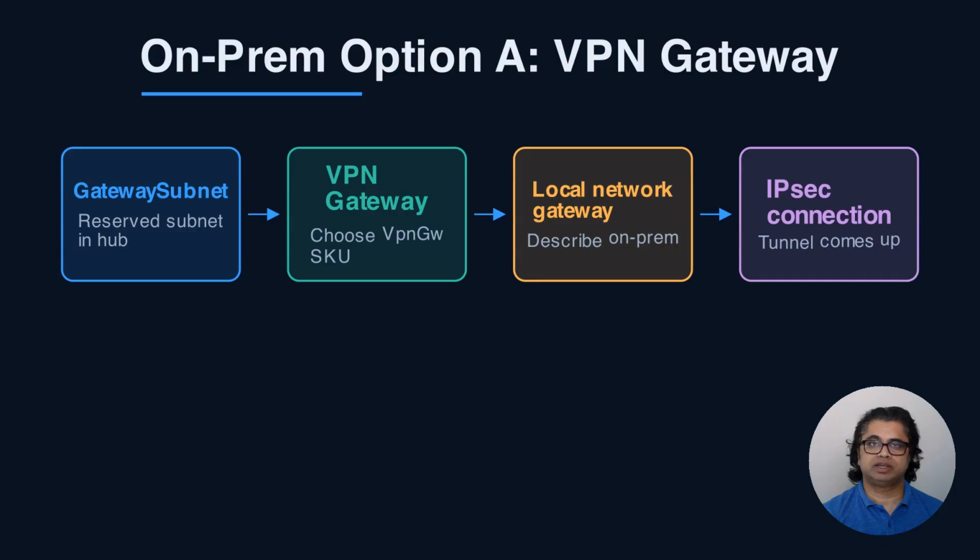The VPN GW1 tier gives you roughly 650 megabits per second, scaling up to several gigabits on higher tiers. It's quick to stand up, costs tens of dollars a month plus data, and supports active-active for resilience. The trade-off is that you're riding the public internet, so latency varies and throughput is capped by the SKU.